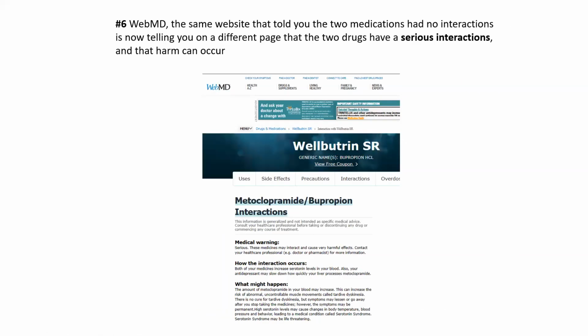Number 6, WebMD, the same exact website that told you that there's no drug interactions on a different page, is now telling you it's a serious interaction and it can cause harmful effects.